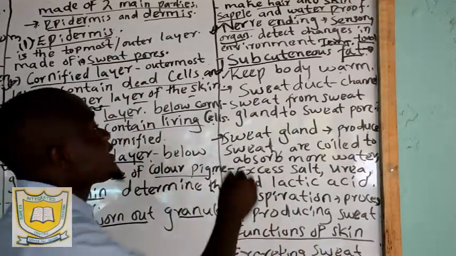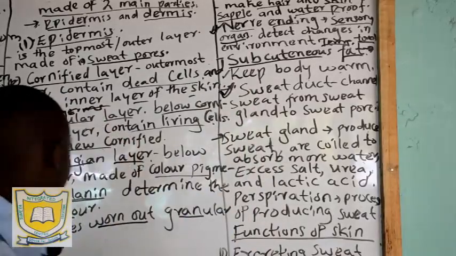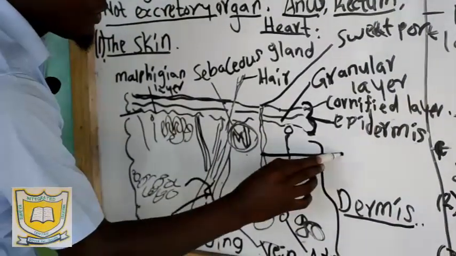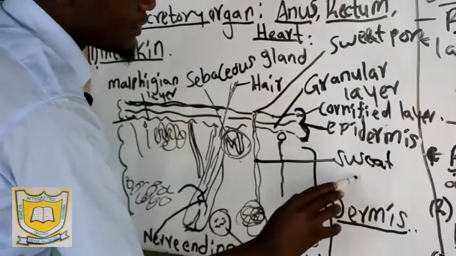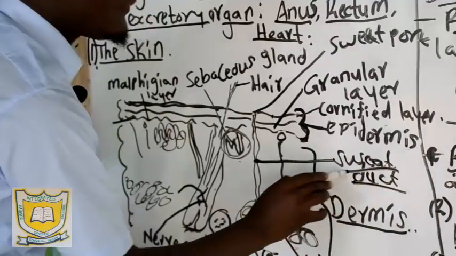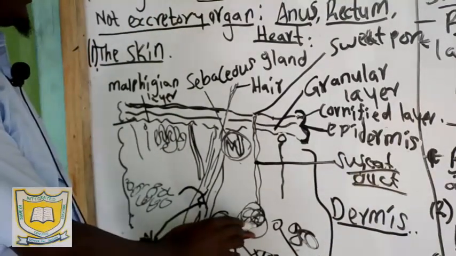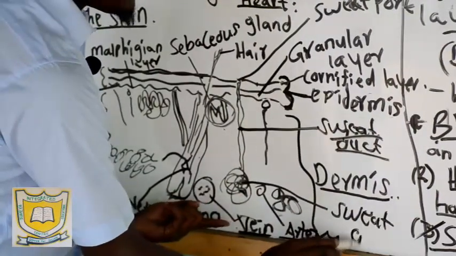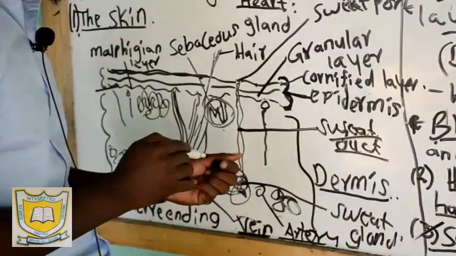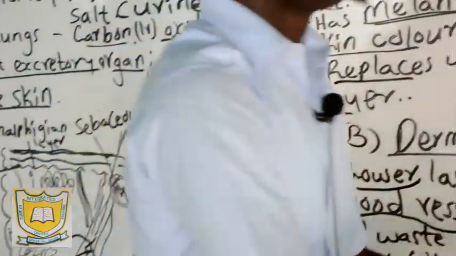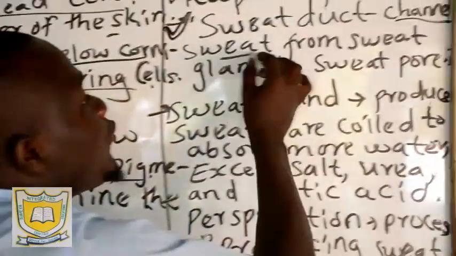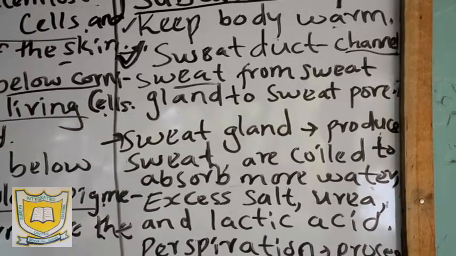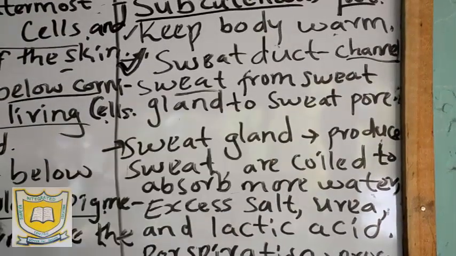Next, we talk of the sweat duct. When you are talking about the sweat duct, I hope I've drawn it. This is now the sweat duct. The main function of this sweat duct, because it comes direct from the sweat gland, is just to channel. It channels the sweat from the sweat glands to the sweat pores.